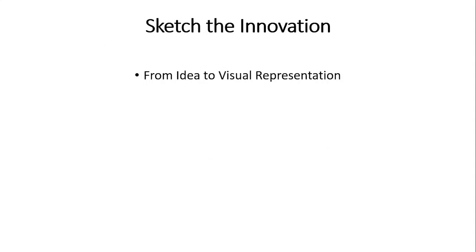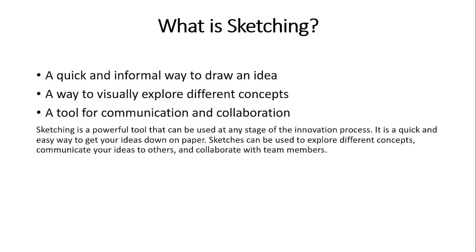So now after writing the abstract, we move to the next step, which is to sketch the invention. So here, what is the step? From idea to visual representation. How do we sketch the component for a patent application? Yes, what is sketching? First, you may have the question in your mind. A quick and informal way to draw an idea. That's all. A way to visually explore different concepts, the functional concepts, how they perform, how we explain them through the visual representation you may present here.